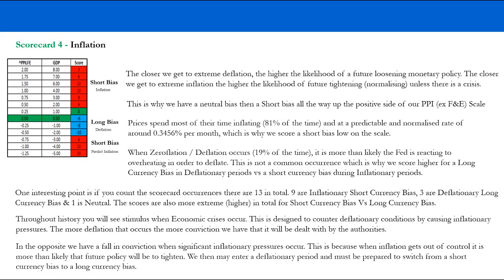In the opposite, we have a fall in conviction from here to here when significant inflationary pressures occur. That's because when inflation gets out of control, it's more than likely that the future policy from central authorities, the Fed, will be to tighten. We then may enter a deflationary period, and we have to be prepared to switch from here to here, from a short currency bias to a potential long currency bias.